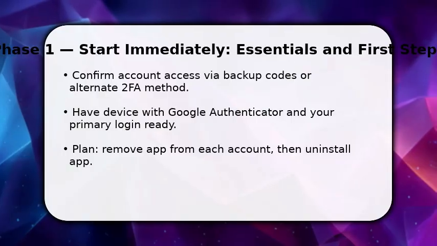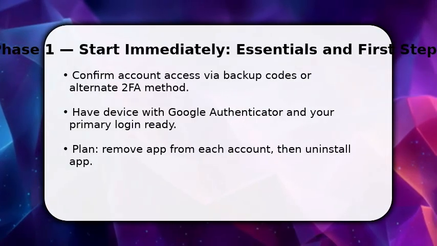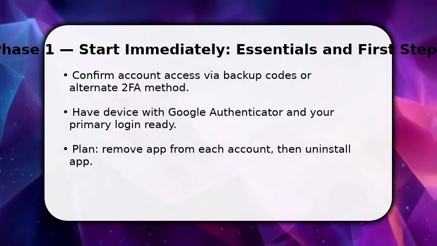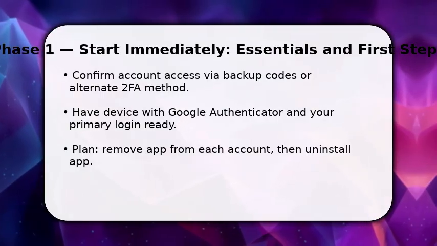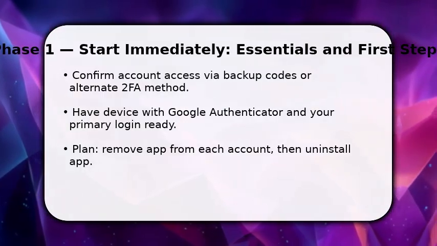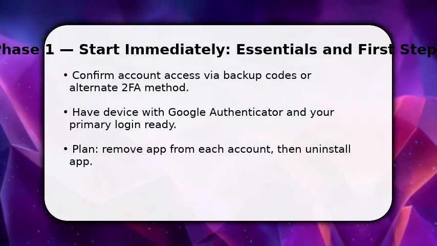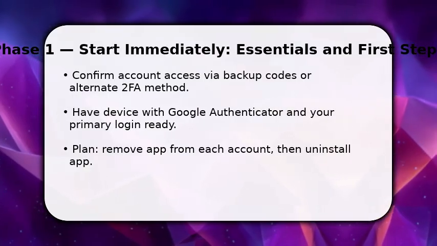You begin by confirming you still have account access. Use backup codes or a secondary 2FA method. Once done, open the account settings for the service using Google Authenticator. Make sure to locate the two-step verification or security section. It's usually labeled two-step verification.